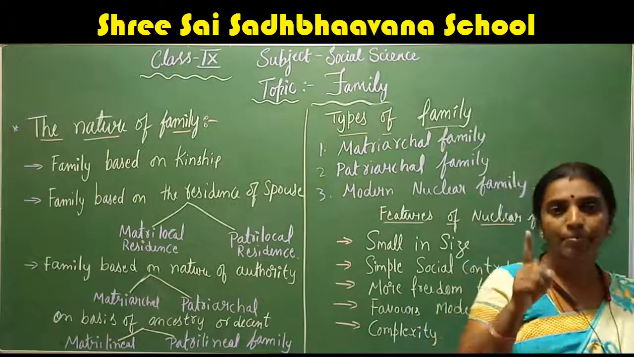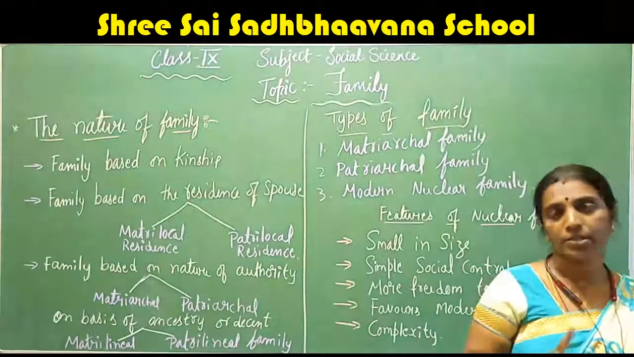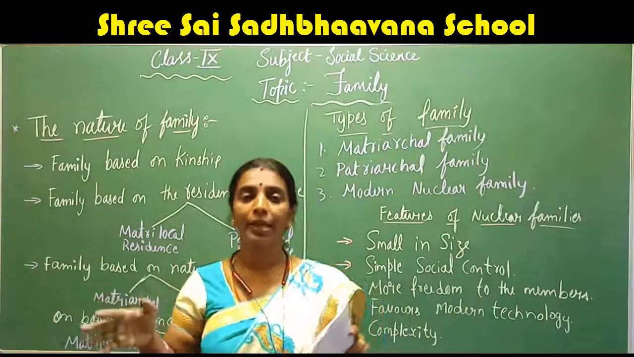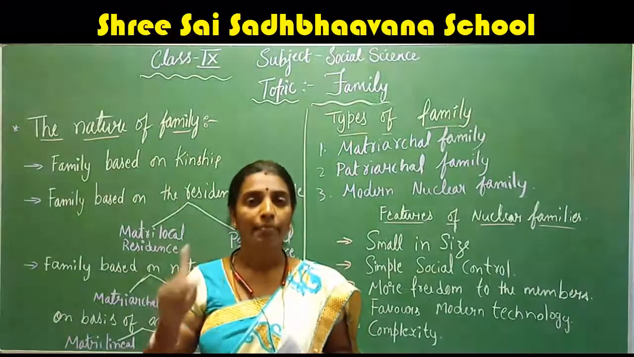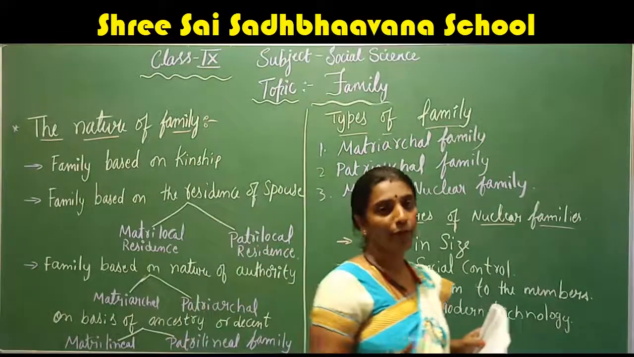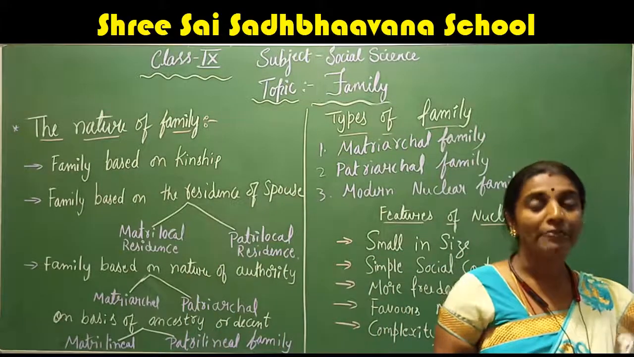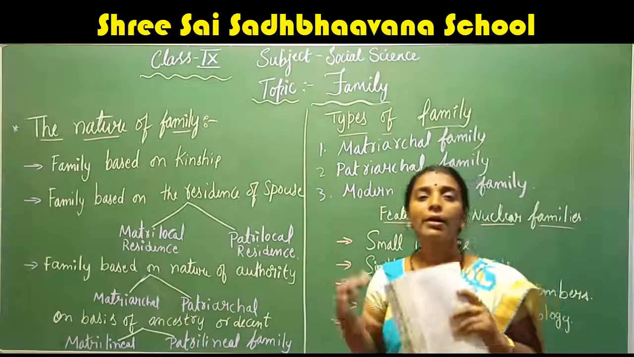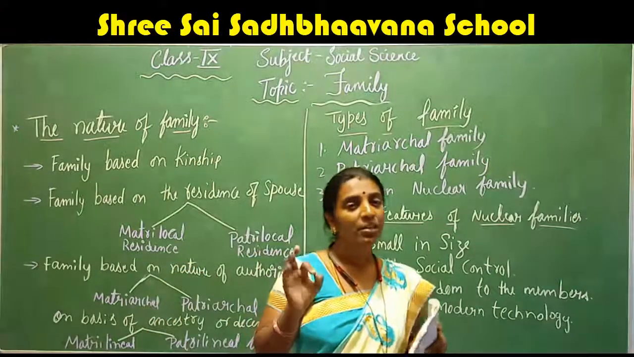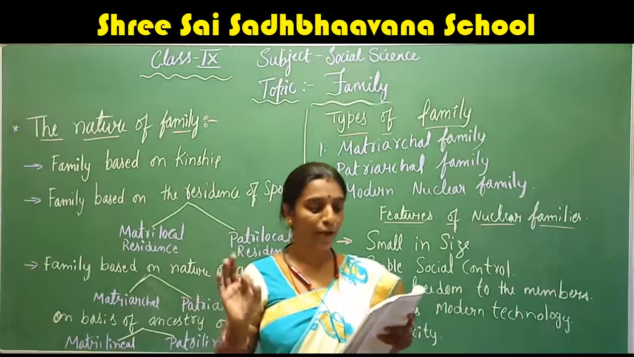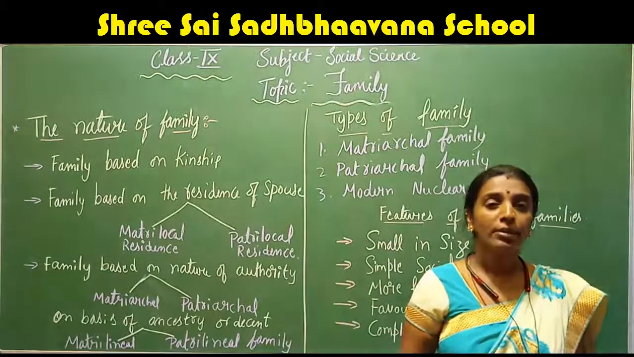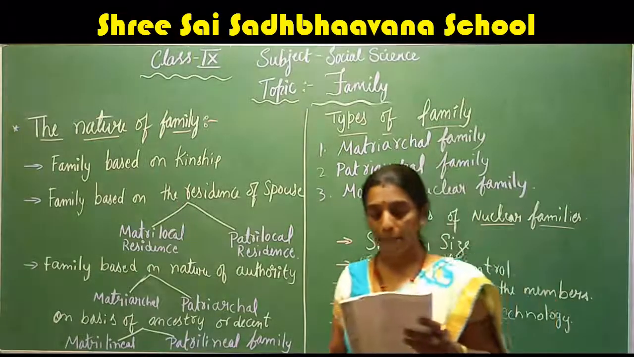A family that consists of father, mother, and their unmarried children. See, children, a family which consists of father, mother, and their unmarried children living together as members of the family is called a nuclear family, which in the modern world we are seeing most. That family is known as a nuclear family.